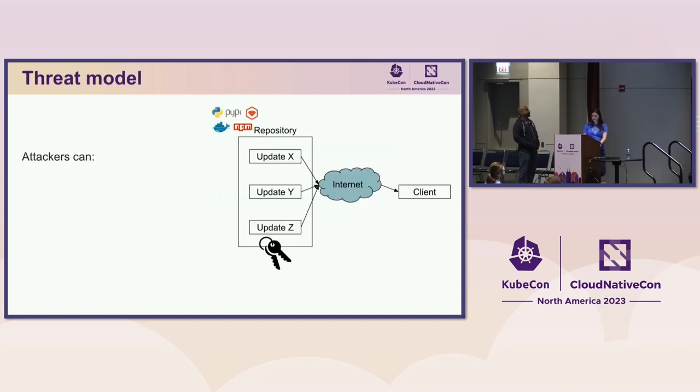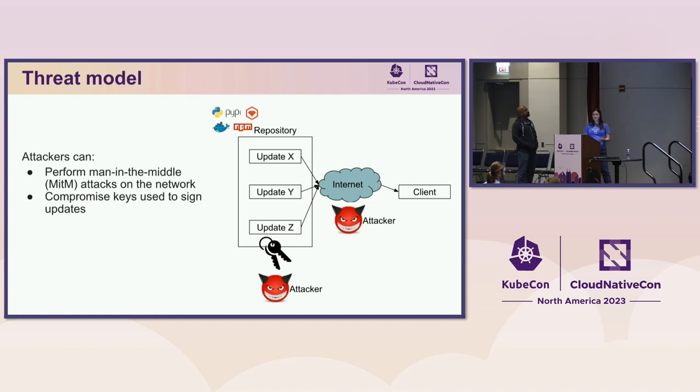And our threat model for this talk is attackers who can access a couple different pieces of the system. They can perform a man-in-the-middle attack on the network, which means they can read the traffic, alter the traffic between the repository and the user. They can compromise keys used to sign updates. So the keys themselves, they can get lost, computers can get stolen, all that kind of thing. Or compromise the repositories or servers themselves.